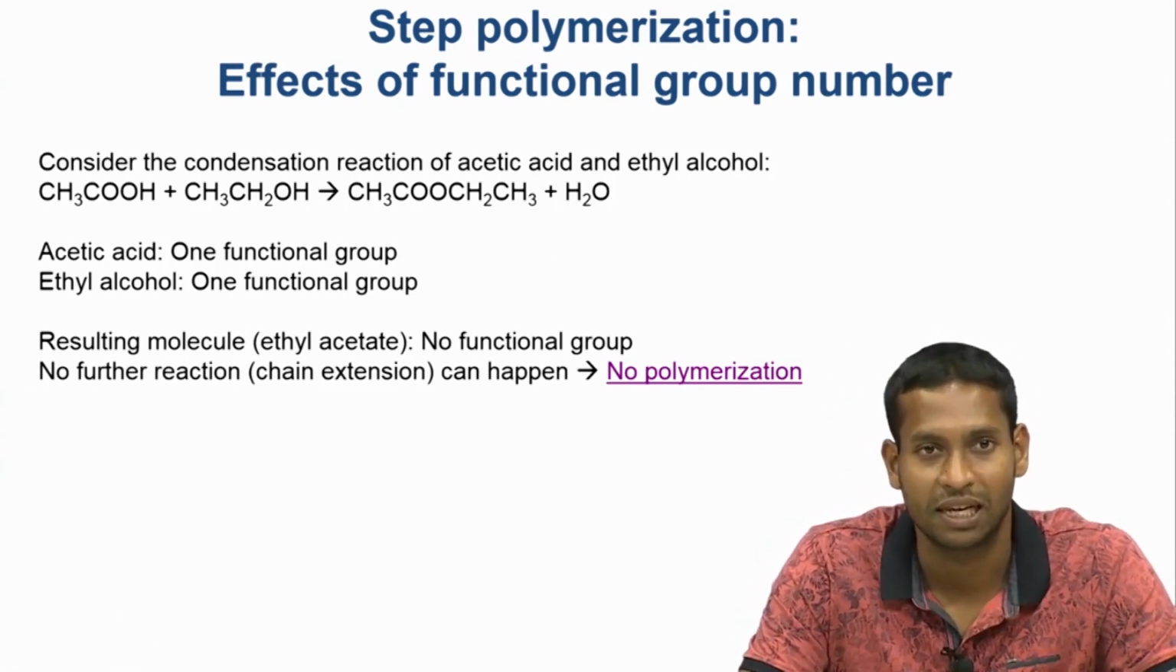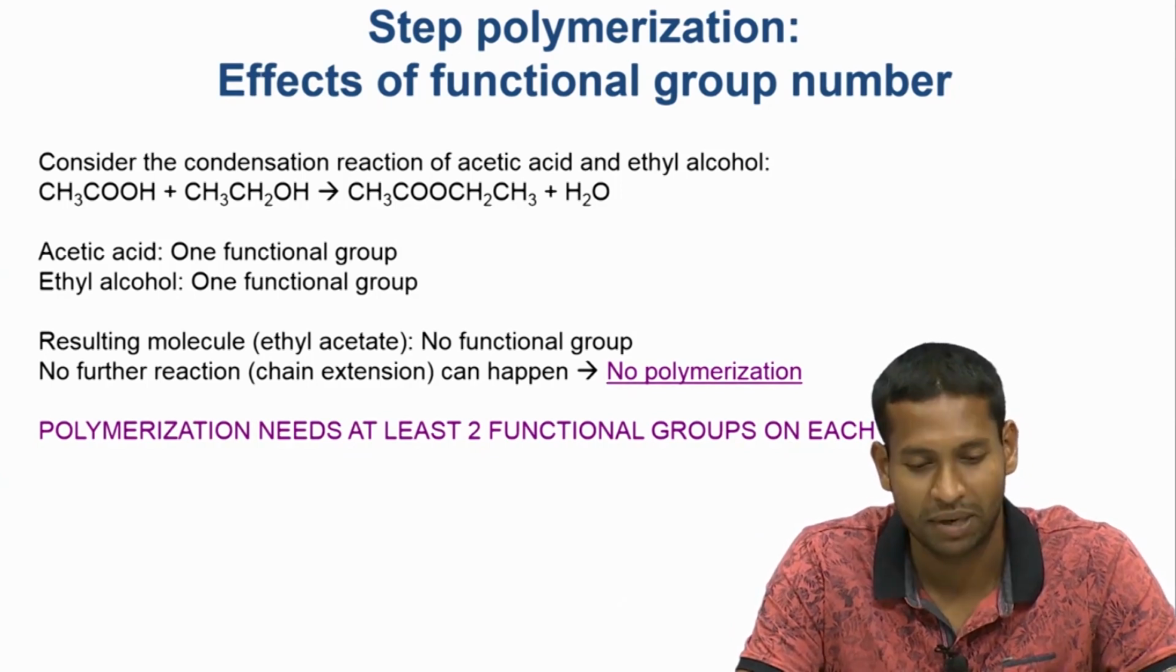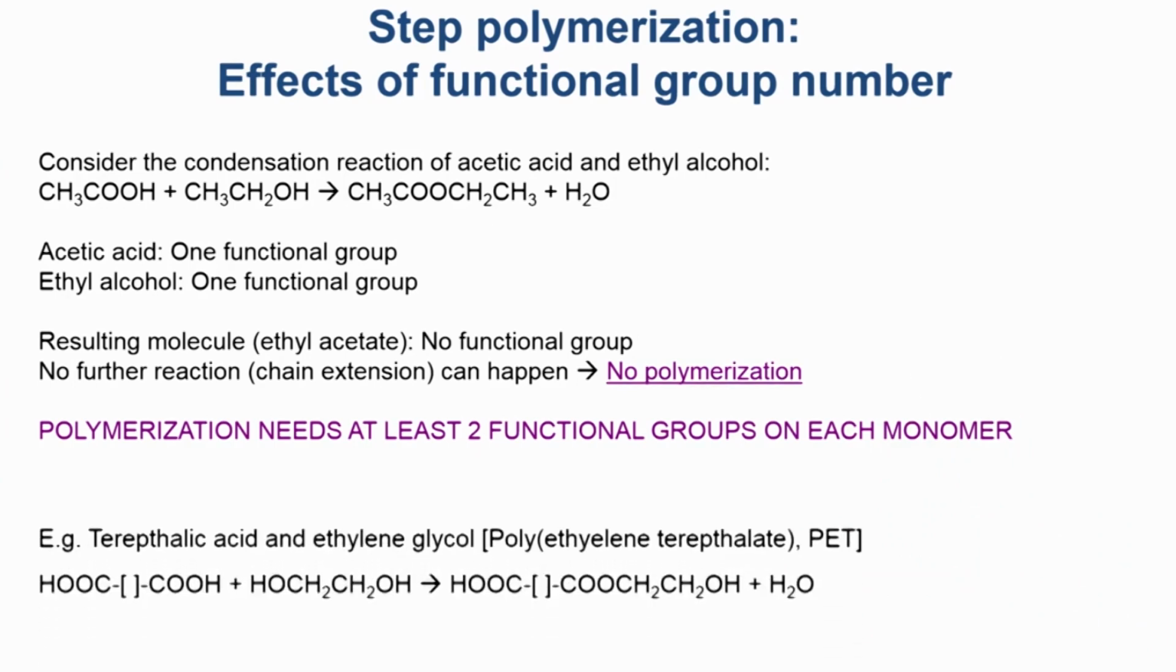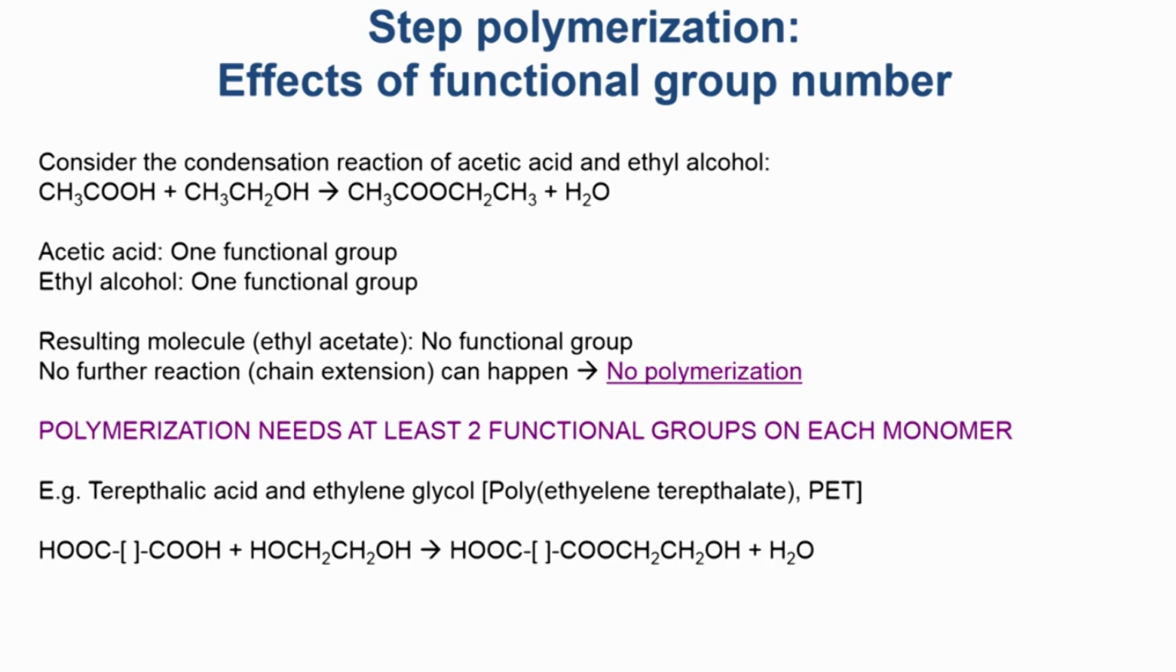What does this tell us? This tells us that for polymerization to happen, we need at least two functional groups on each monomer. An example here is terephthalic acid with ethylene glycol. In this case the acid has two different COOH groups, and the ethylene glycol again has two different OH groups. So whatever product is formed, even though you have used one functional group from each monomer, there are still two more functional groups available on the resulting product for it to continue to react.